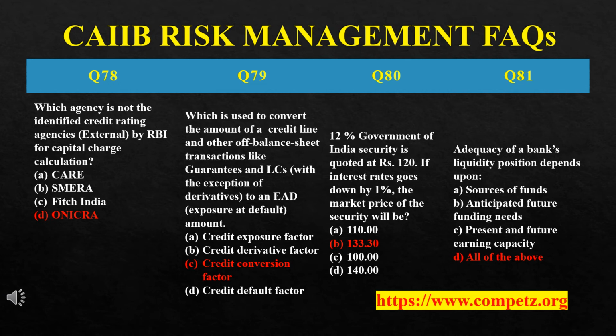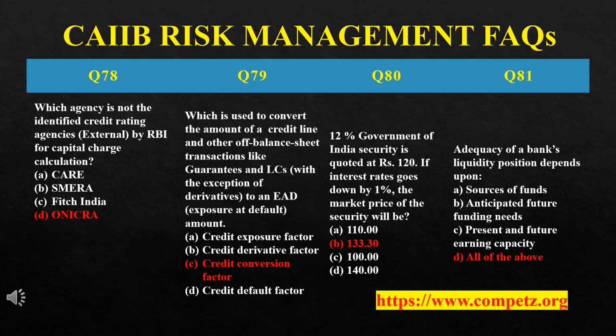Then the next question, see, which is used to convert the amount of a credit line and other off-balance sheet transactions like guarantees and letters of credit, with the exception of derivatives, to an exposure at default amount. Okay, so there are 4 options given here. Now see, the answer is C. Why C? That is the credit. Why C is off balance sheet items.